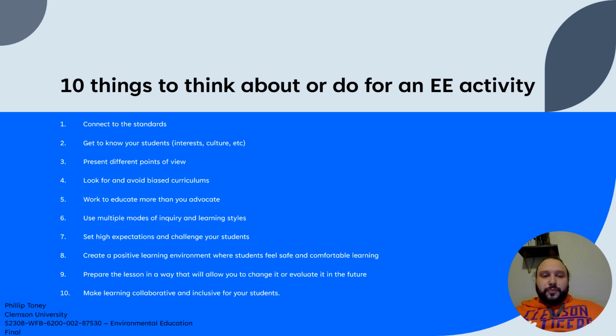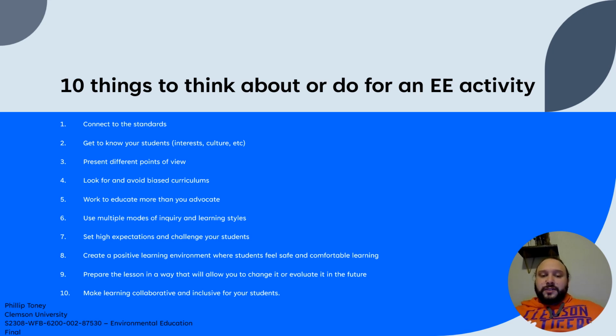Three, present it in different points of view. Number 4, look for and avoid biased curriculums. Number 5, you want to work to educate more than you advocate. So teach them how to think, not what to think. Number 6, use multiple modes of inquiry and learning styles. Again, all students learn a little bit differently. Try to incorporate different ones. Number 7, you want to set high expectations and challenge all of your students.